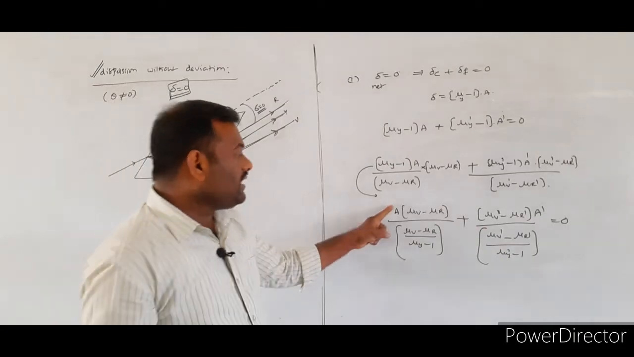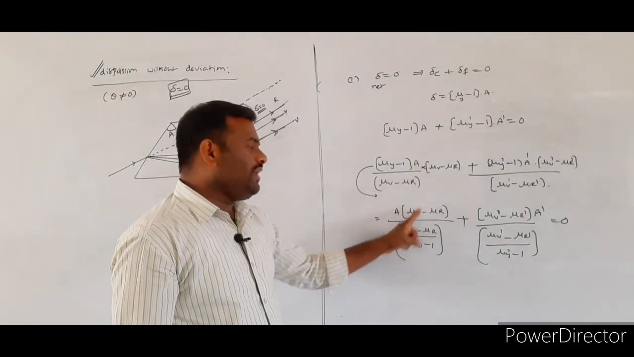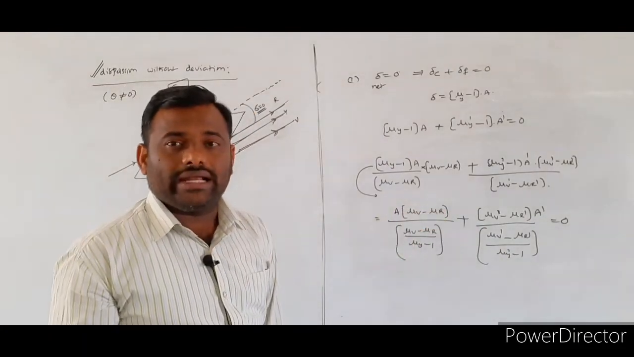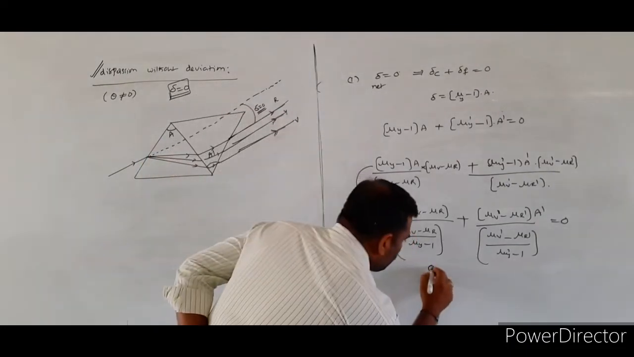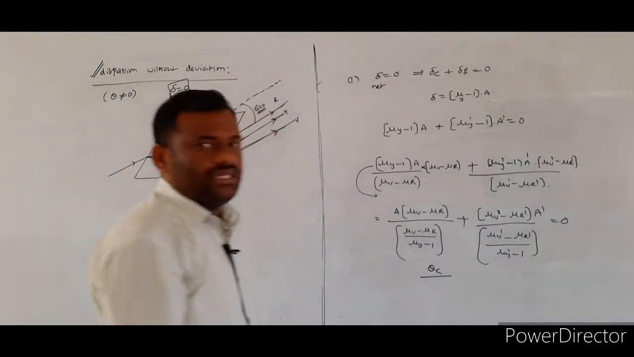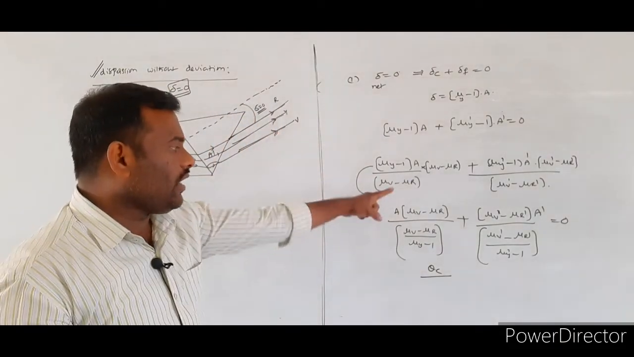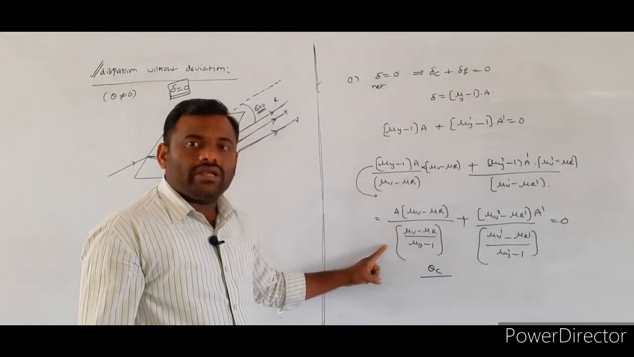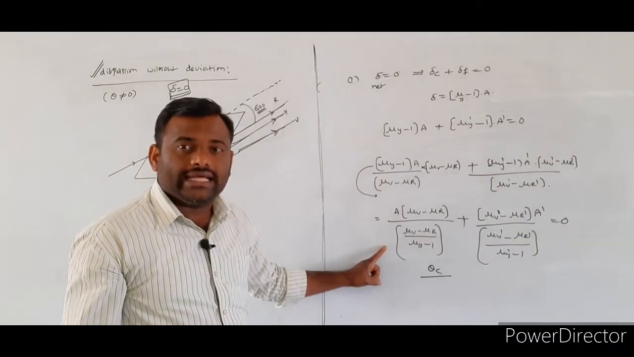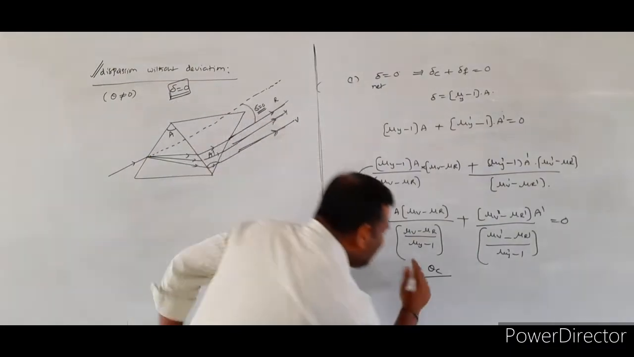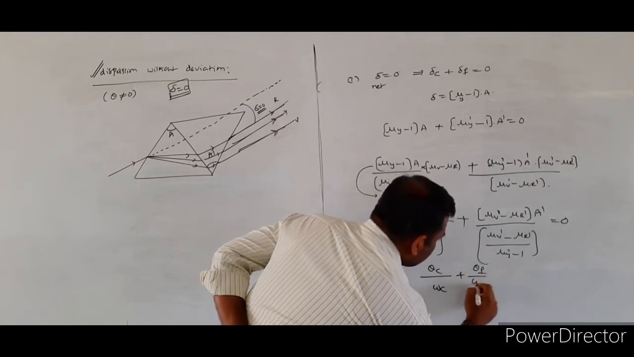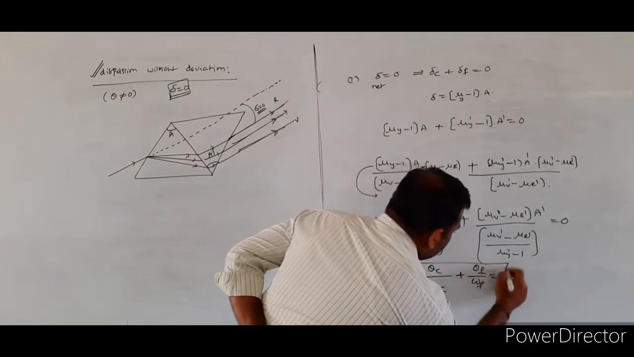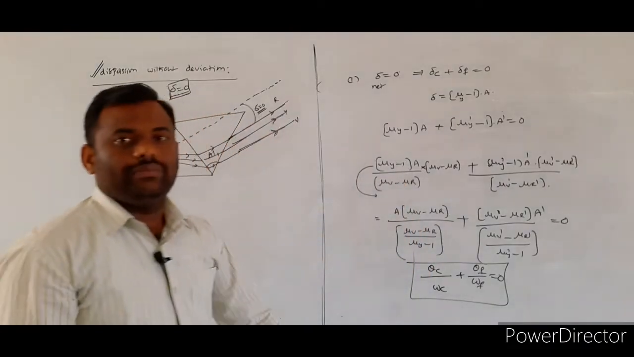Total deviation value is equal to 0. So the numerator value A into mu v minus mu r is nothing but the angular dispersion for the crown glass. So this value is equal to theta c, the angular dispersion for the crown glass, and whatever the denominator value is, that indicates the dispersive power, theta c by omega c. Here also this value theta f by omega f is equal to 0.